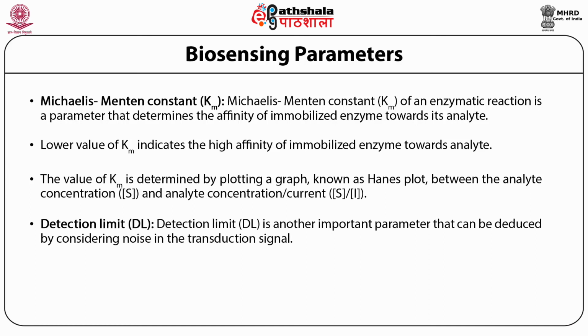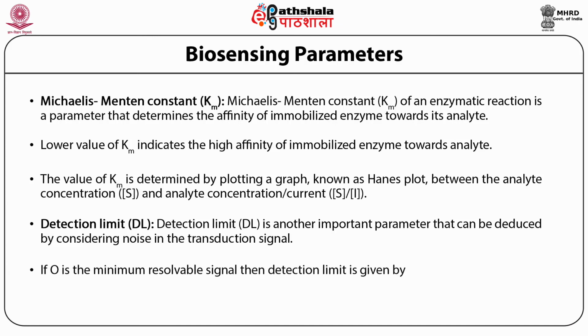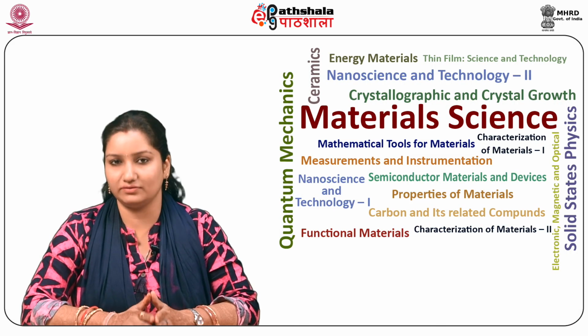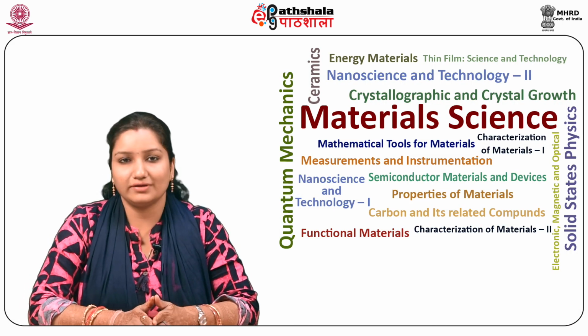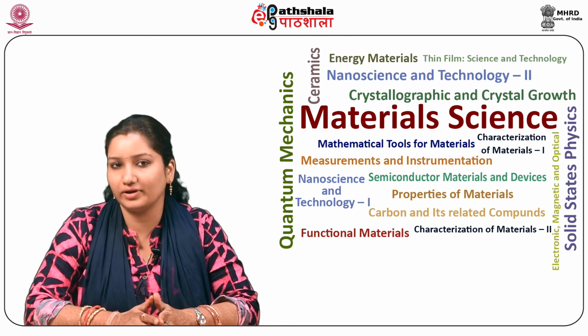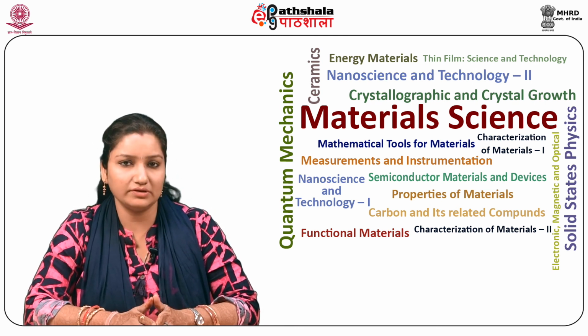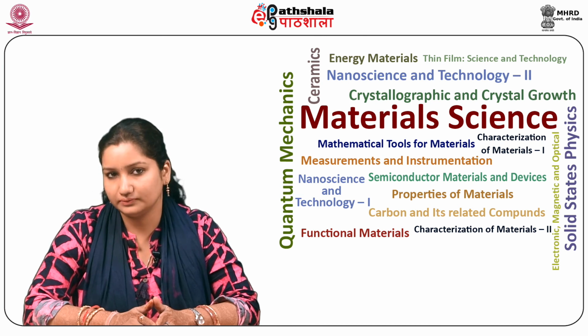Detection limit, or DL, is another important parameter that can be deduced by considering noise in the transduction signal. If σ is the minimum resolvable signal, then the detection limit is given by DL = σ/S. Properties of a good biosensor. A good biosensor is expected to fulfill some of the basic requirements as mentioned below.